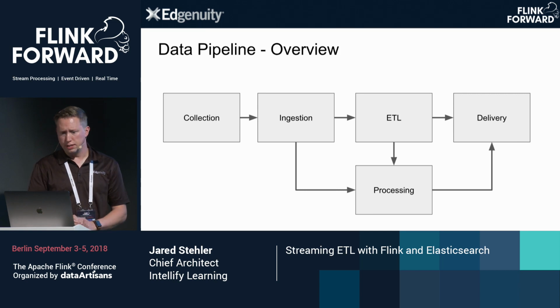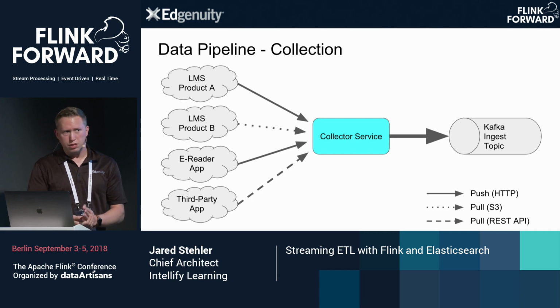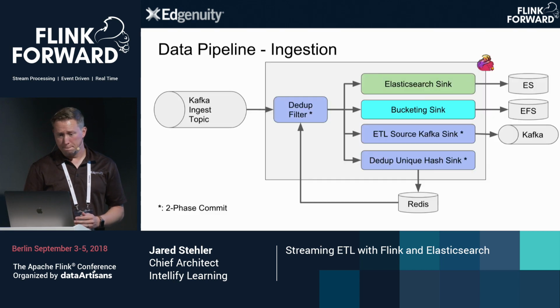Here's an overview of our data pipeline. We have a REST service that accepts all the incoming events across the entire spectrum, and that assigns a unique hash to the record based on the string value of the contents, and sends it along to a single ingest topic. We've got some jobs that pull data from various sources and jobs that push, but everything goes through this one collector service and therefore into the one ingest topic.